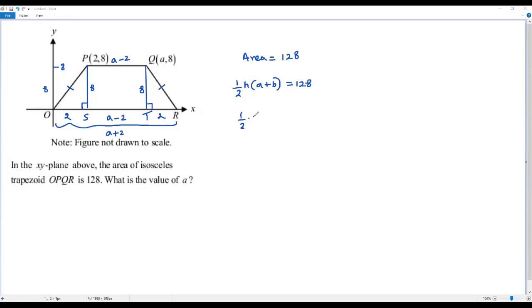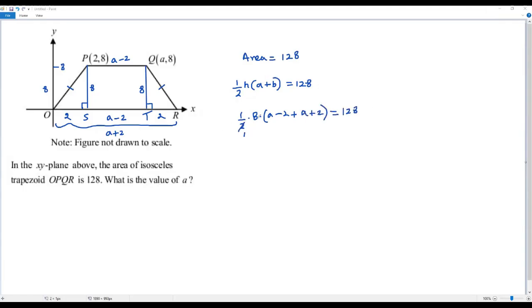So we can plug in 8 for h over here. And a is the length of one of the bases, that is A minus 2. We can plug in A minus 2 for this a over here. And b is the length of the other base that we have at the bottom, that is the length of OR over here. Its length is A plus 2. We can plug in A plus 2 for b over here, equals 128.